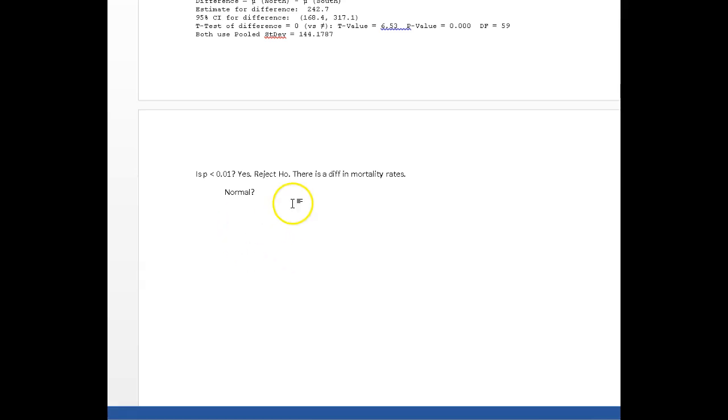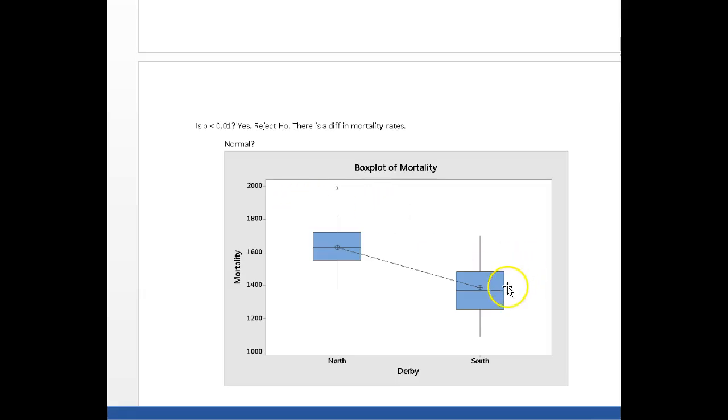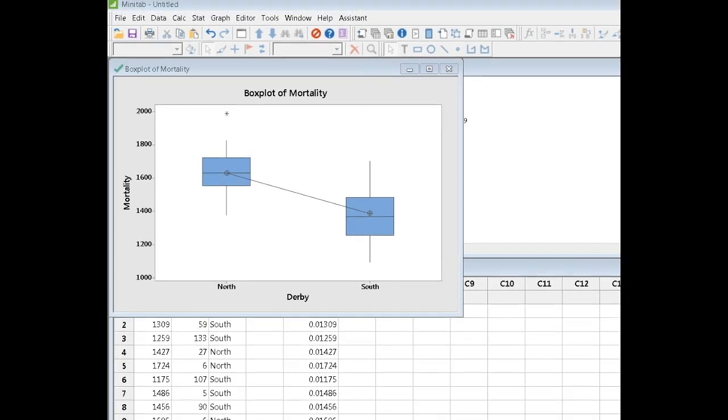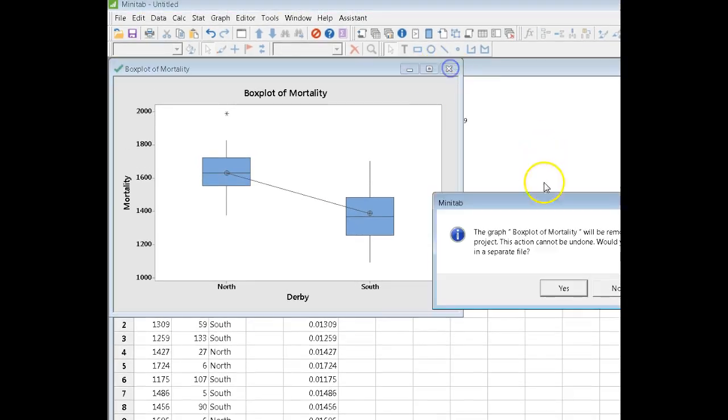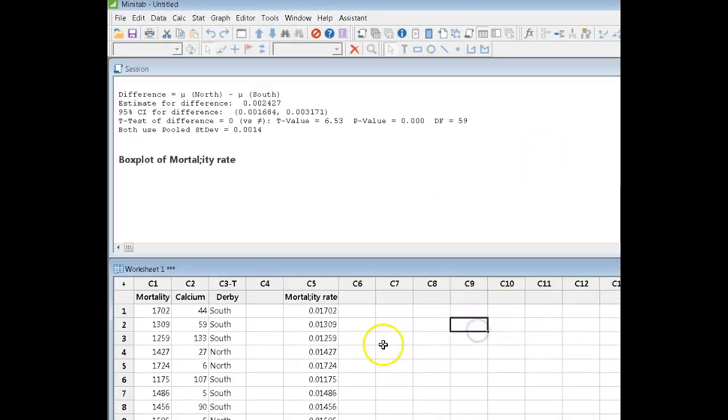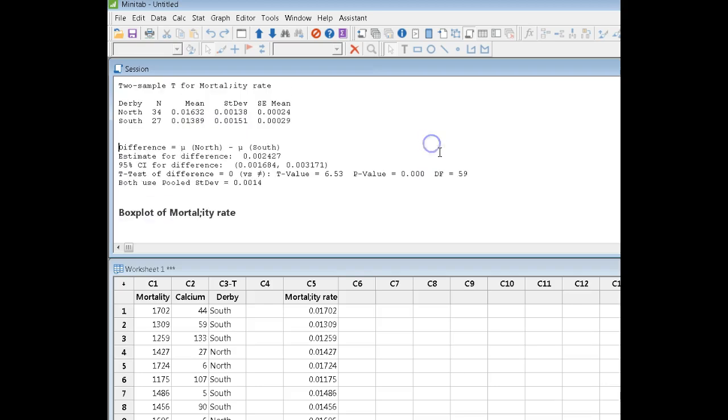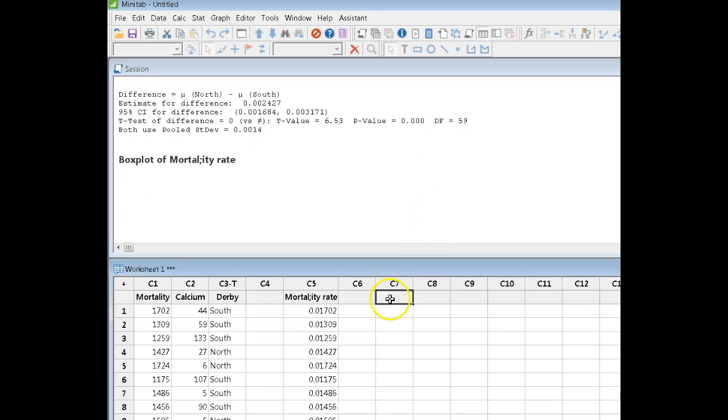Hold on one second. In my box plot, my south data look pretty normal, but my north don't really. So if I go back into Minitab, okay, I've got that. Now here we've got to do a little bit of fancy footwork. Oh, and by the way, I went back in and did this based on rate. I took mortality and divided it by 100,000. You get exactly the same statistics. I just wanted to double check that, but you do.